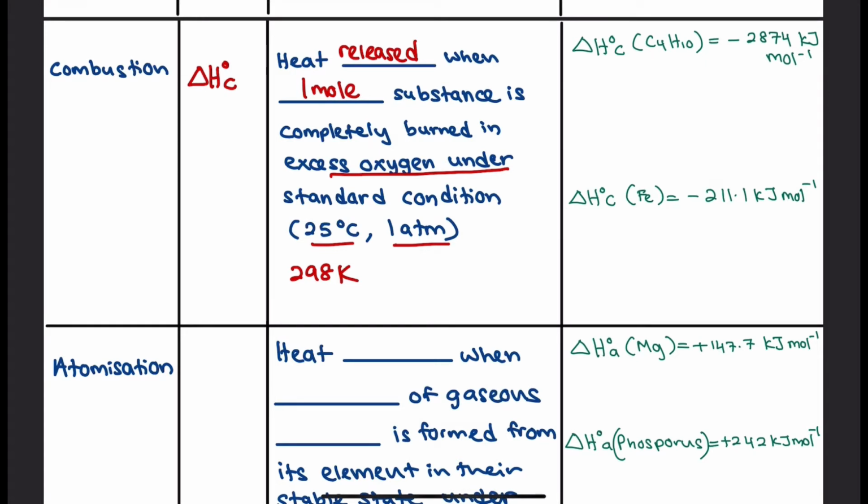So the chemical equation would begin with C4H10 gas plus oxygen, since it's completely burned in oxygen, and it is a carbon compound. Therefore, the complete combustion of carbon compounds would give us carbon dioxide and water.